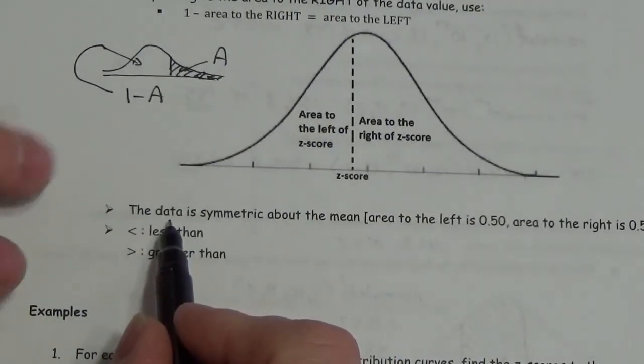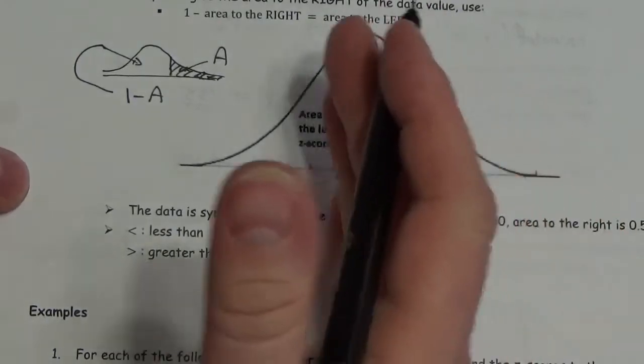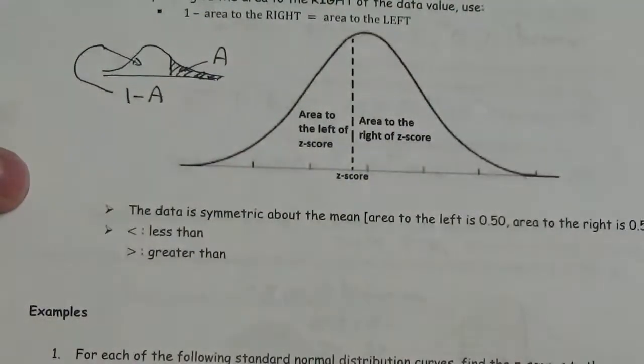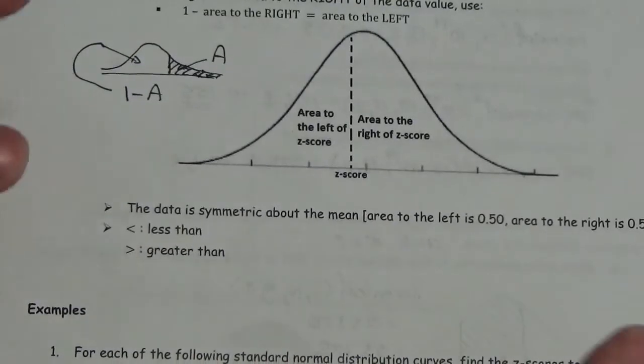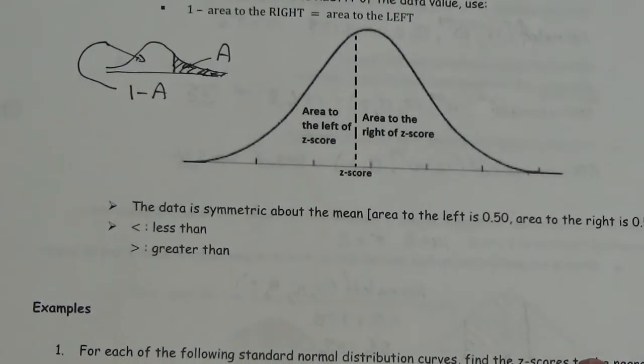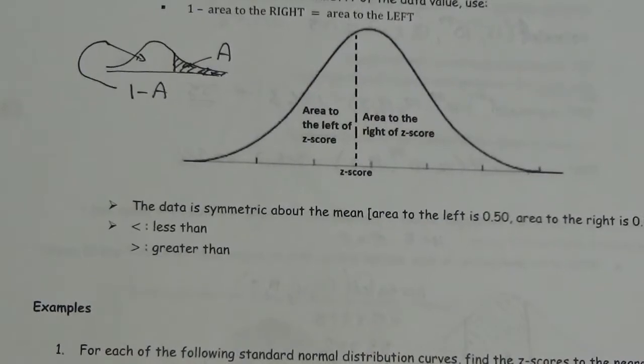And remember that the data is symmetric about the mean, so you've got 50% below the mean, 50% above the mean. Okay, let's take a look at some questions here, and I hope it makes sense, because between the two of them, the inverse norm tends to be the slightly more conceptually difficult tool.